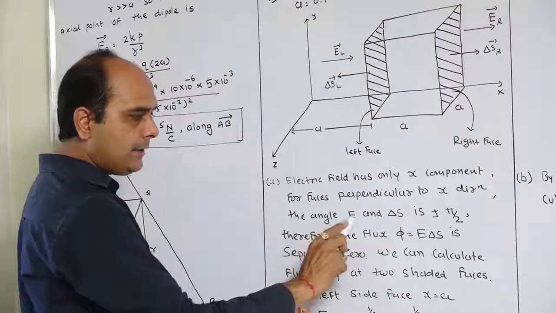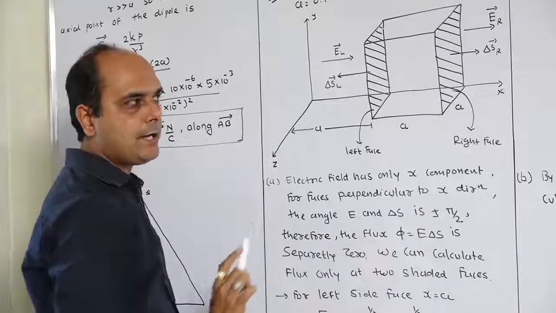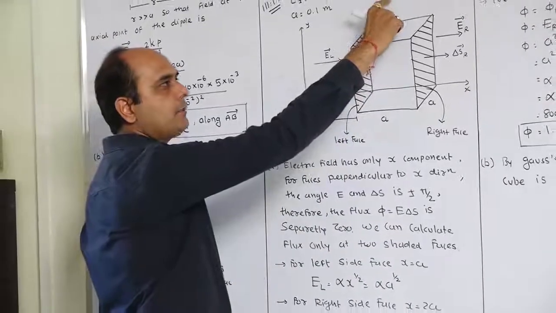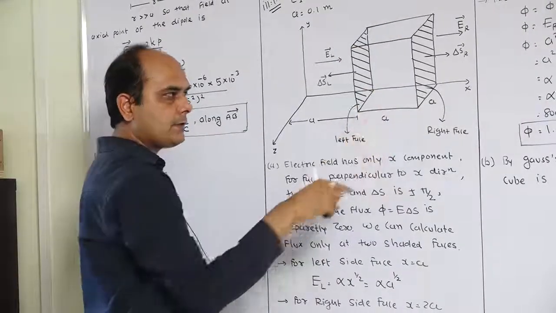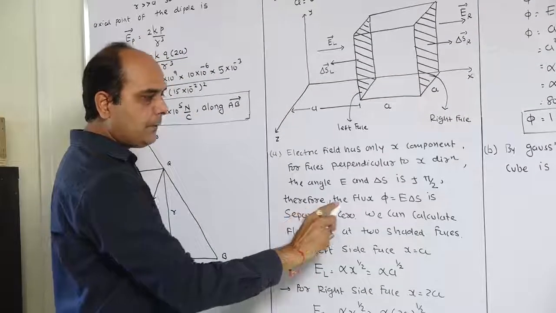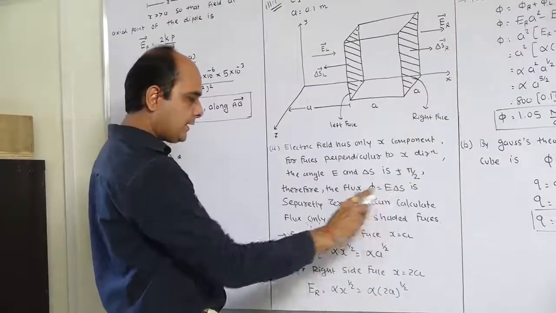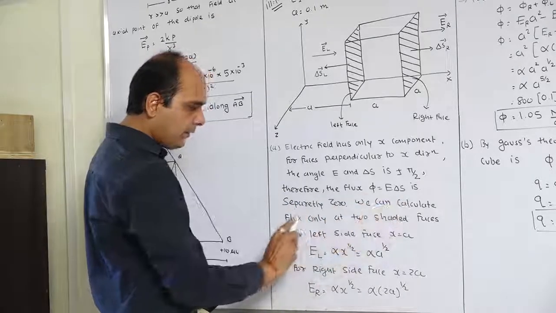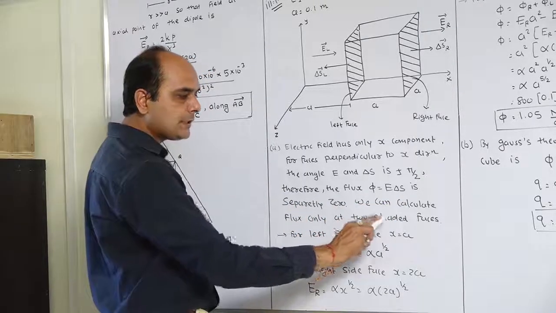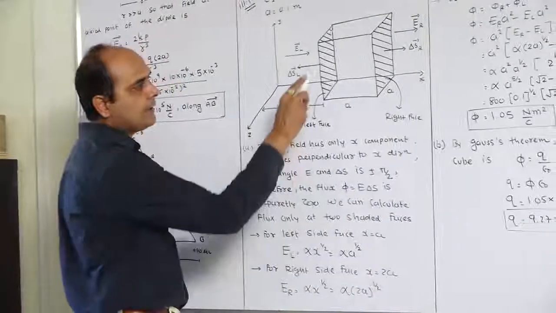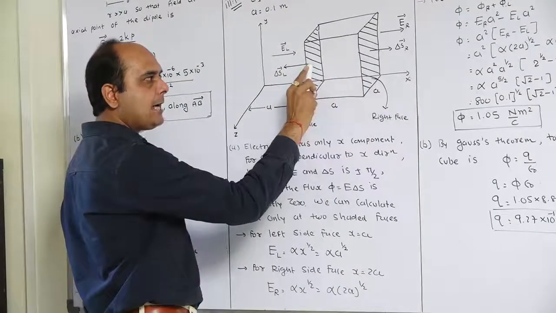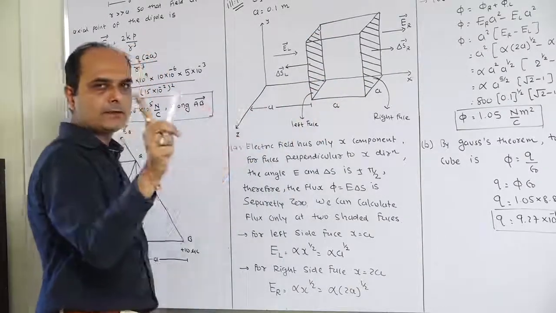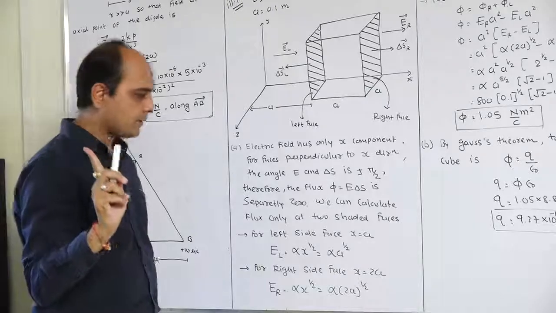the angle between E and delta S is plus or minus pi by 2. Angle is what? Plus or minus pi by 2. At this face, the angle is plus pi by 2. Here at this face, the angle is minus pi by 2. Therefore, the flux phi is equal to E delta S, which is separately 0. We can now calculate the flux only at the two shaded faces. But at this face, the flux is 0.